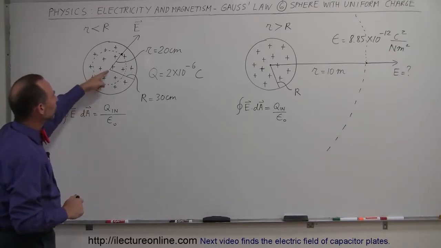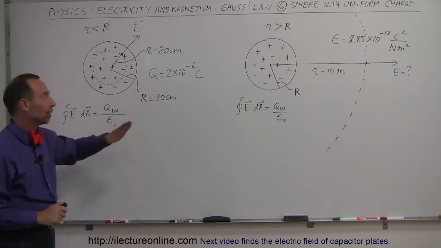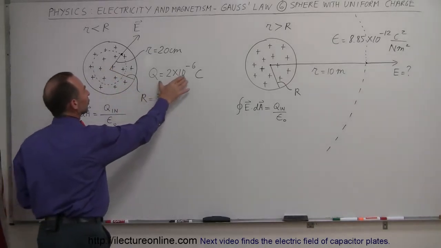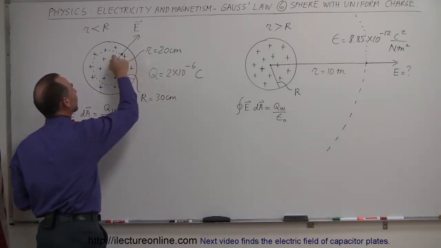And we want to know the electric field strength, let's say 20 centimeters away from the center, but still inside the sphere because the sphere has a radius of 30 centimeters. The total charge in the sphere is 2 times 10 to the minus 6 coulombs. So what's the electric field strength at this location right there?